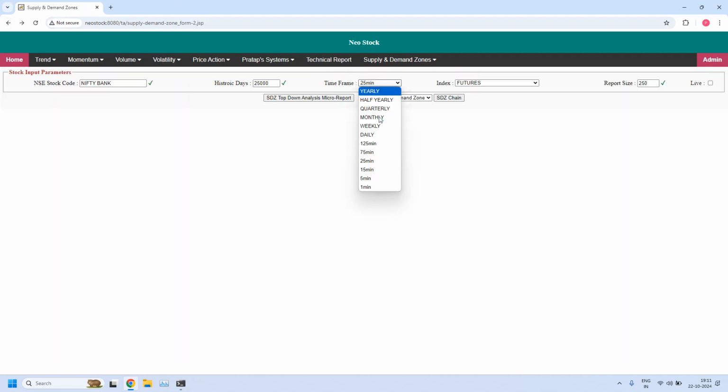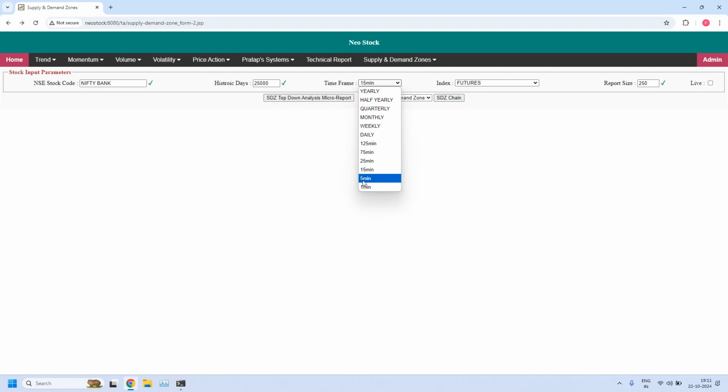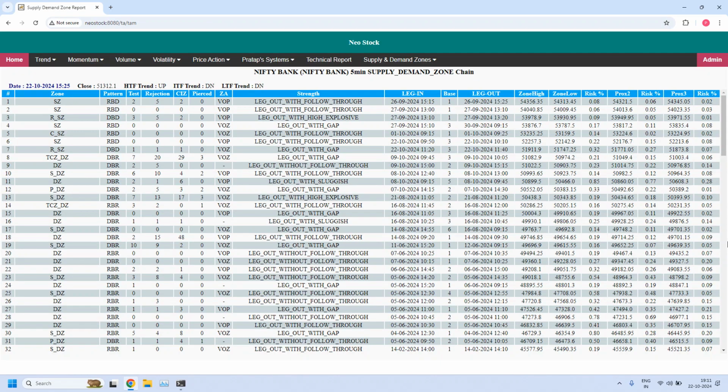Next time frame is 15 minutes, generating 15 minute supply demand zone chain for Bank Nifty. And the next time frame is 5 minutes, generating 5 minute supply demand zone chain for Bank Nifty. So this is about Bank Nifty supply demand zone chain.